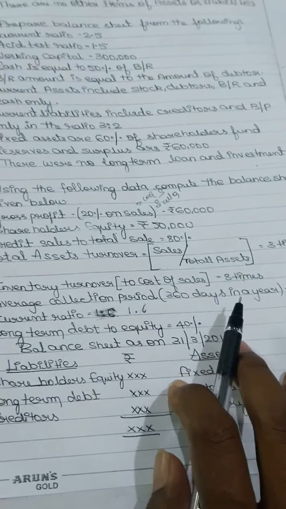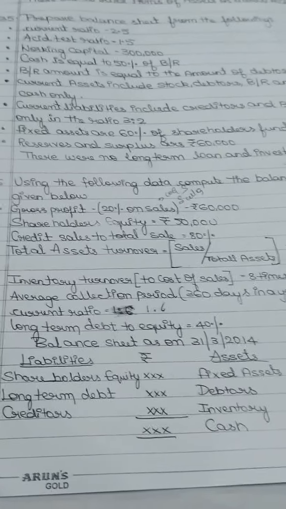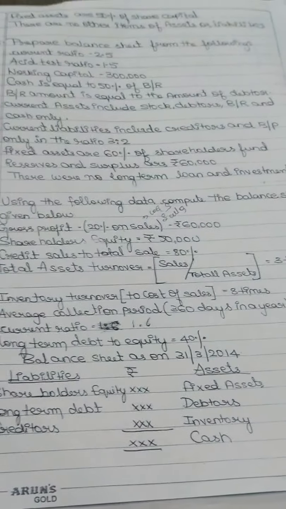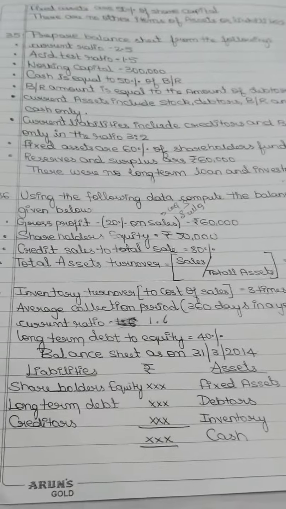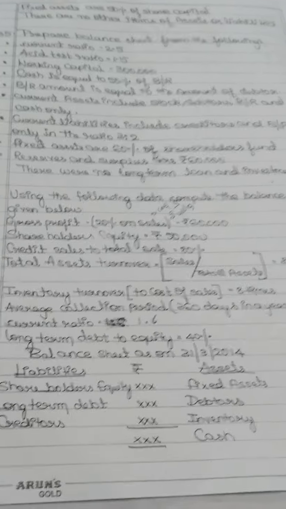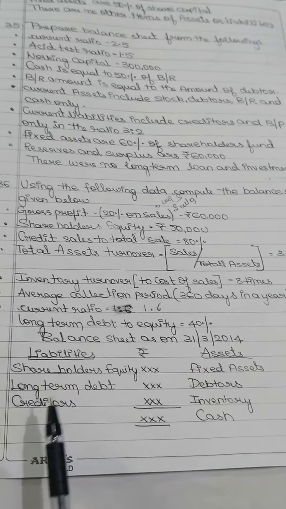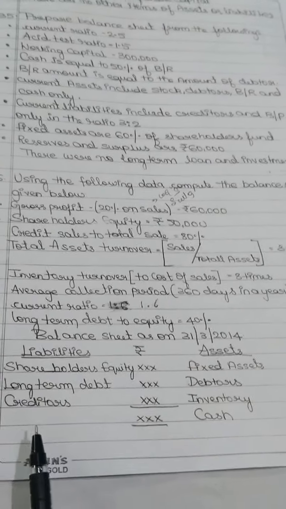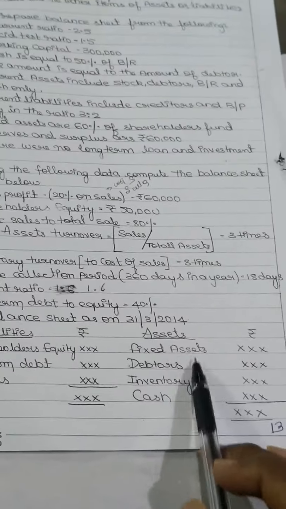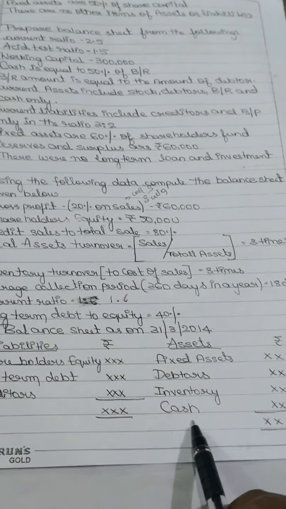Next, average debt collection period is 360 days. It is related to your debtors. Next, current ratio is 1.6, that means we can find out current assets and current liabilities. Long term debt is 50% of equity. Now we need to find out shareholders' equity, long term debt, creditors, fixed assets, debtors, inventory, cash.